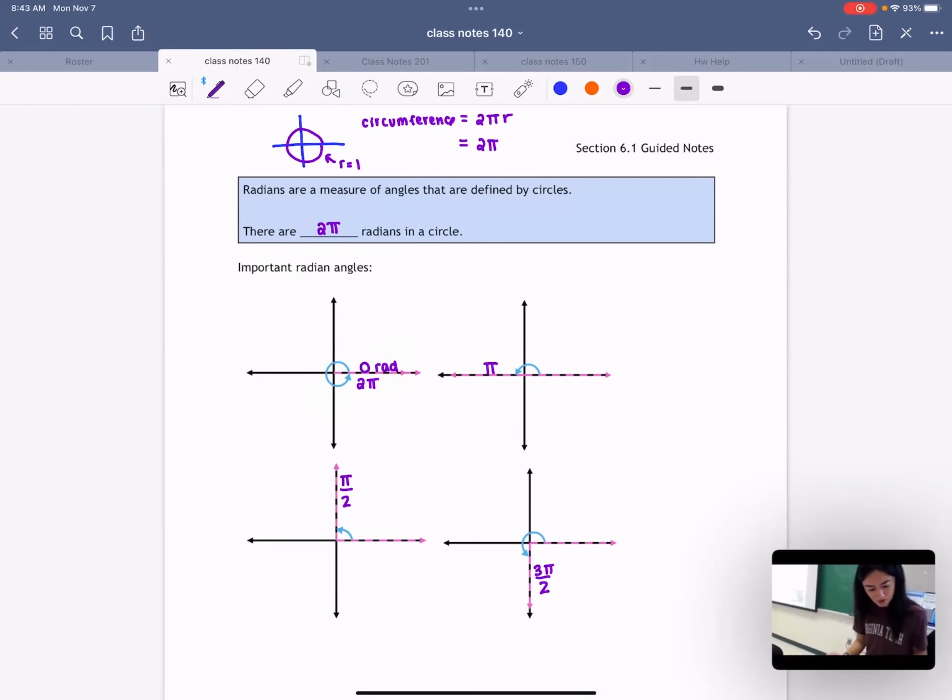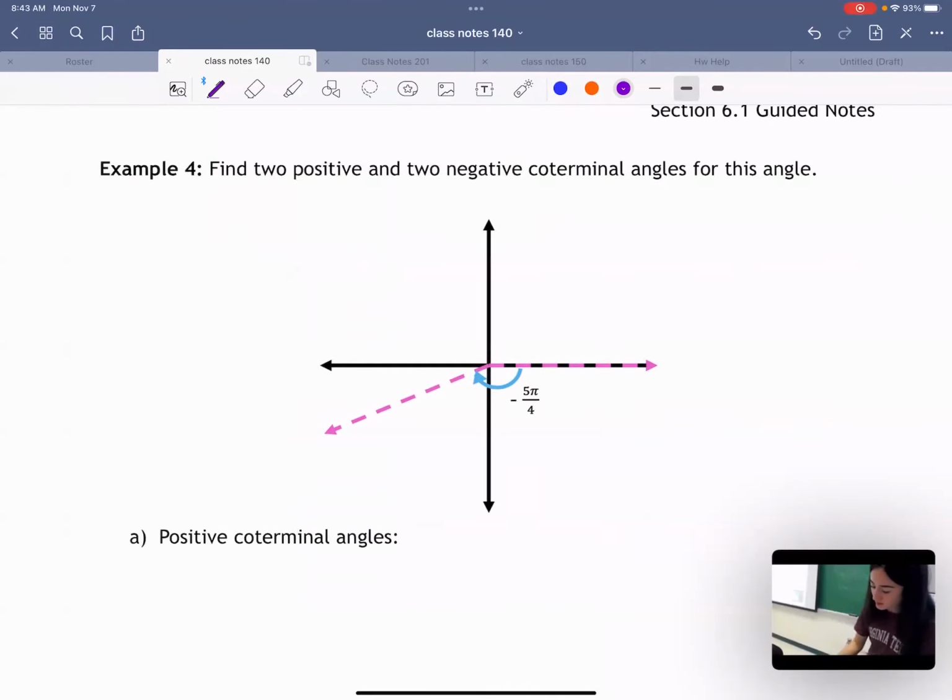I think we have time to do example number 4, so let's go ahead and do that. Same thing with radians as we had in degrees. We can find coterminal angles. Coterminal angles are angles that produce the same picture, but they're just positive or negative.